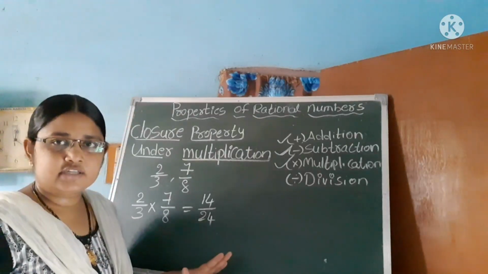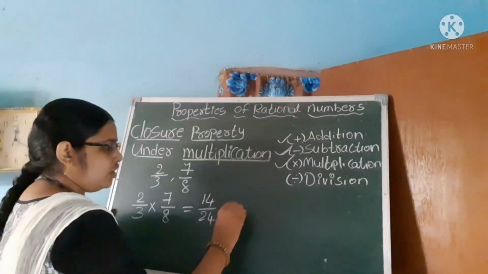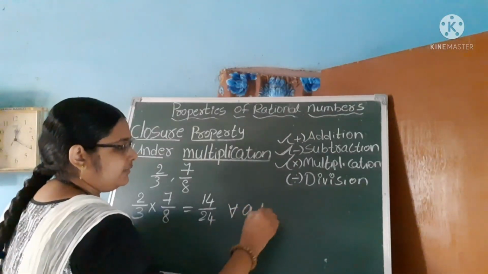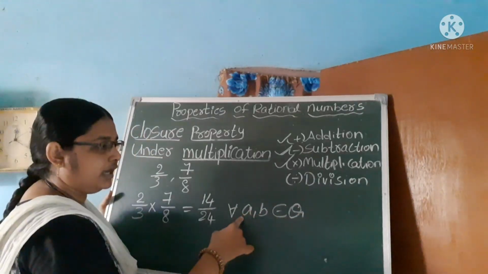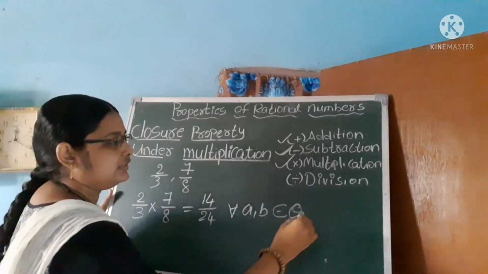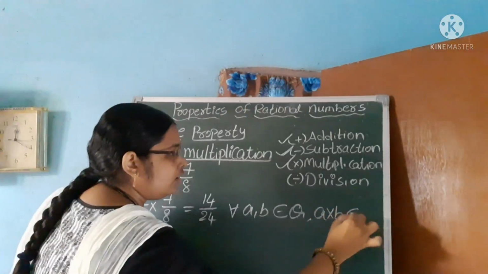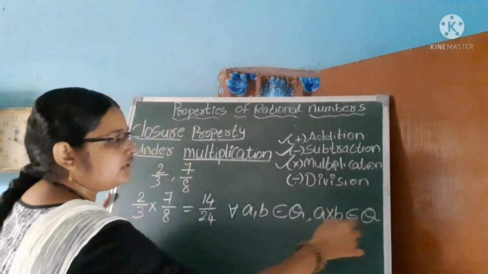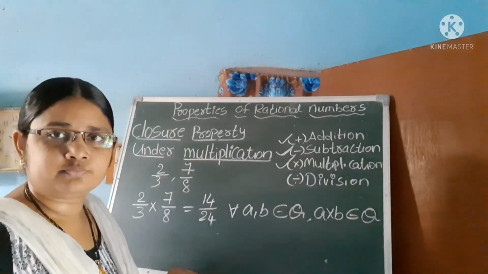Did you understand? Shall I move to the next one? So, okay, wait. For all A, B belongs to Q. If A and B belong to Q, that is, A and B are rational numbers, such that A into B also belongs to Q, so you satisfy the condition. Is it clear? Shall I move?